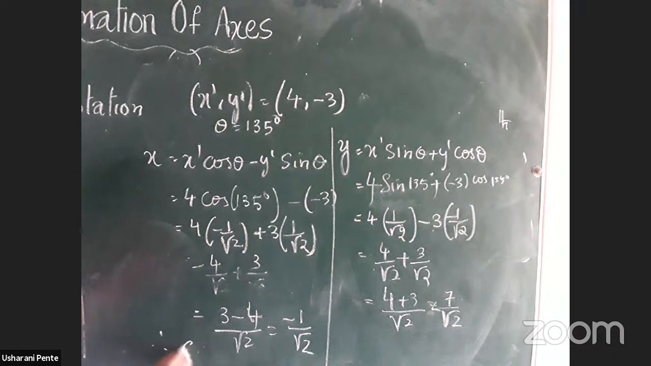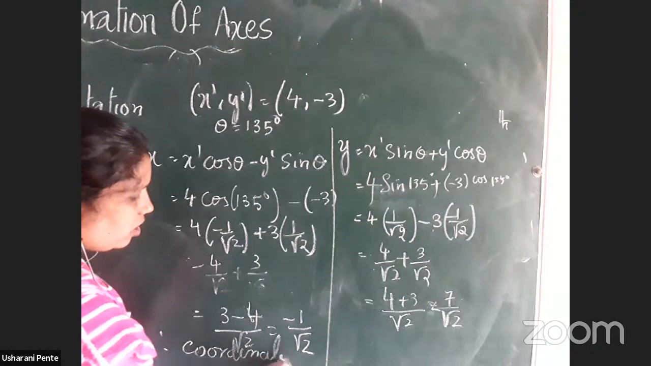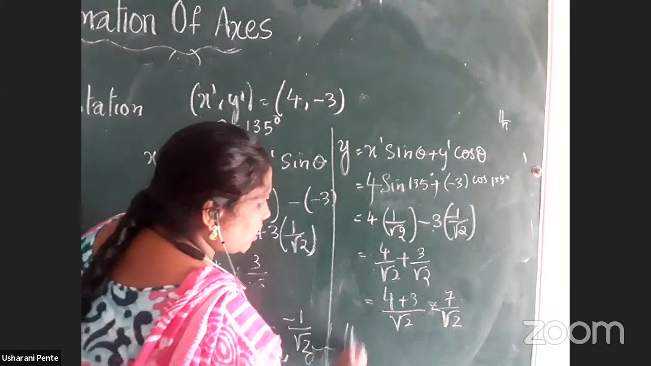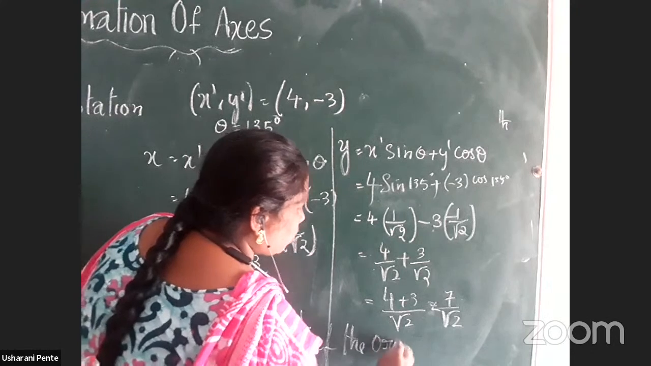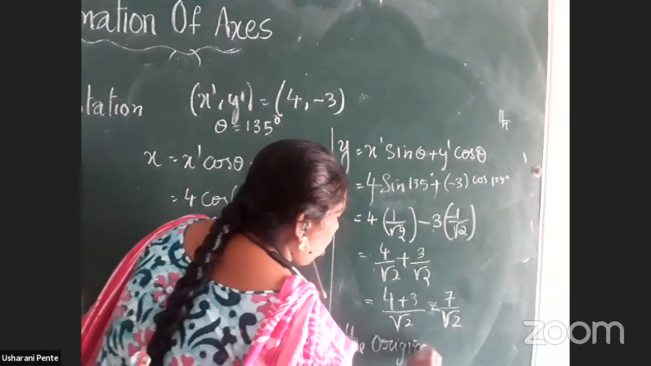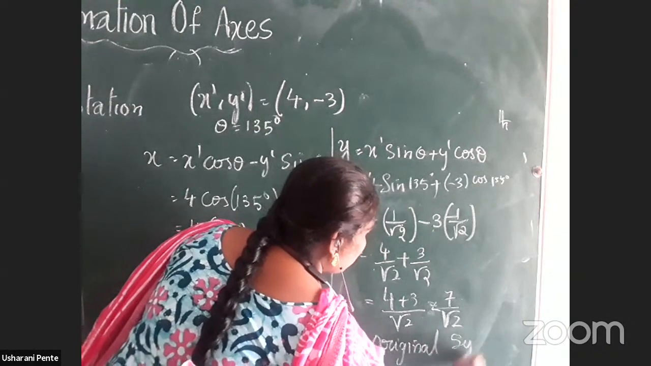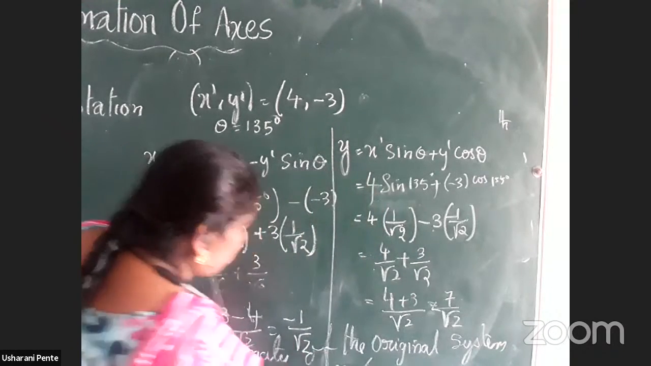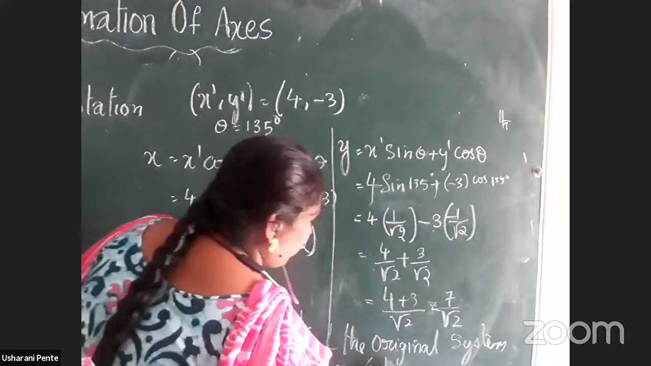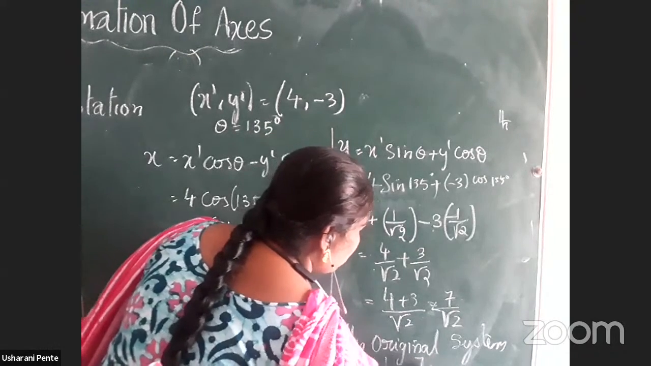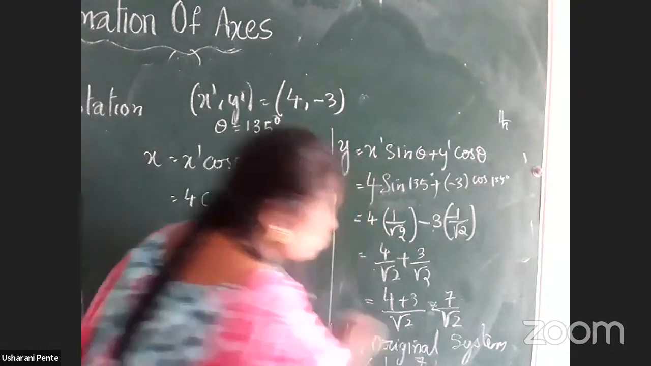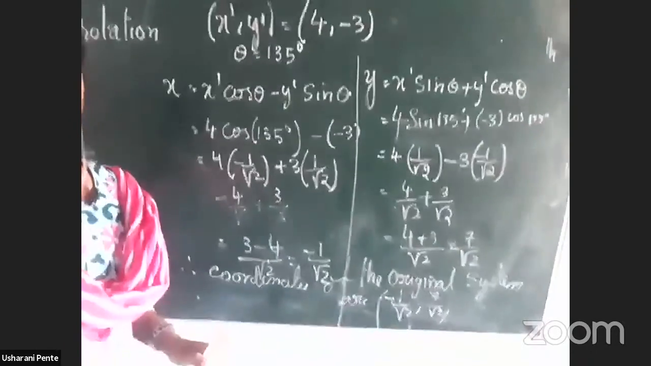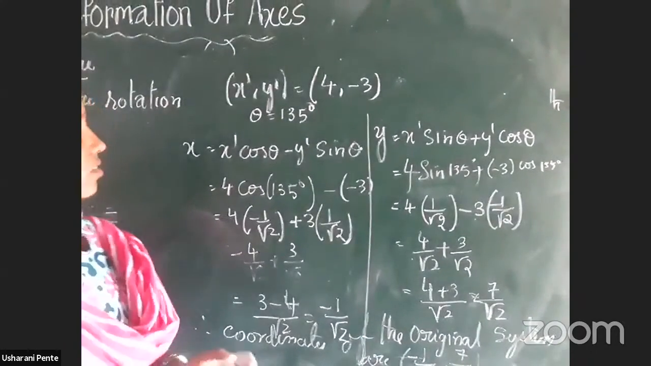Therefore, the coordinates of the original system are minus 1 by root 2 and 7 by root 2.